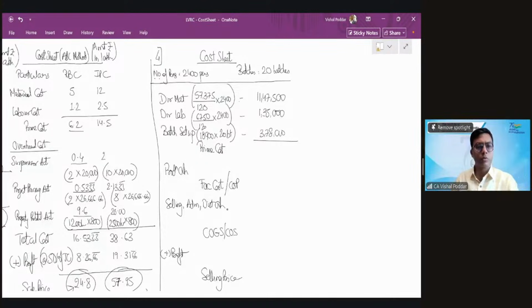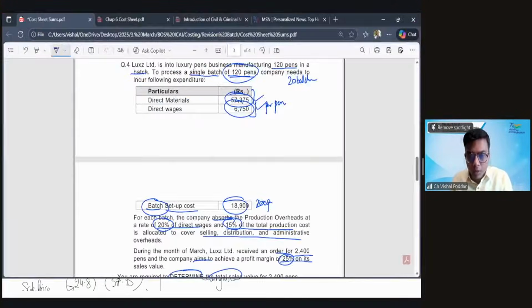So this I add the other cost, 1,35,000, 11,47,500. So it gives me 16,60,500. Now, how you have to charge production overheads? They have already given you the rate, 20% of wages.